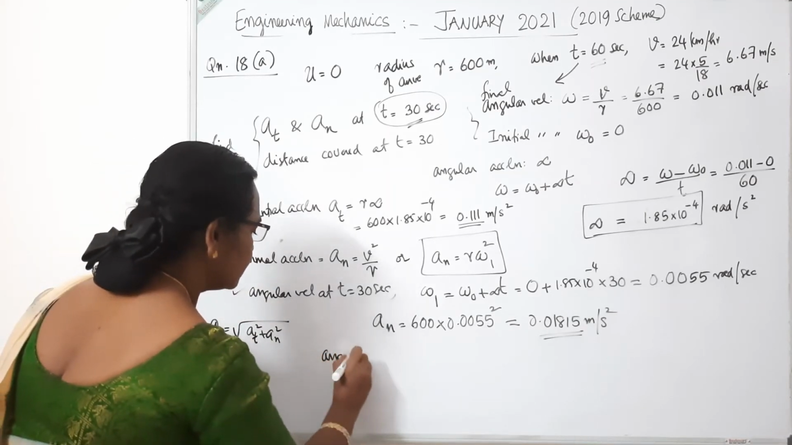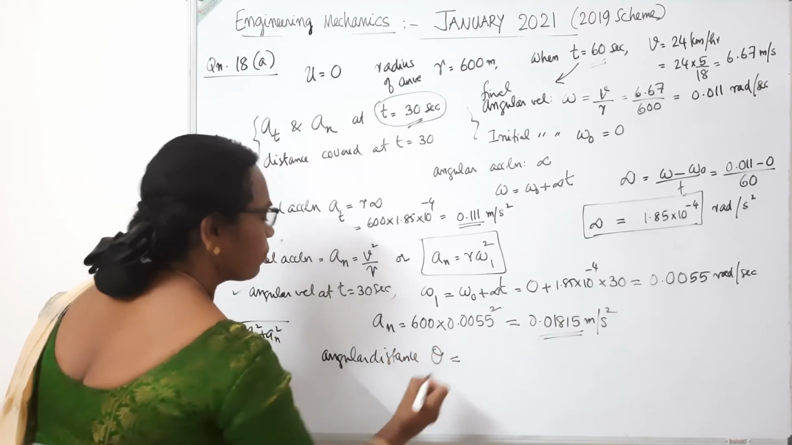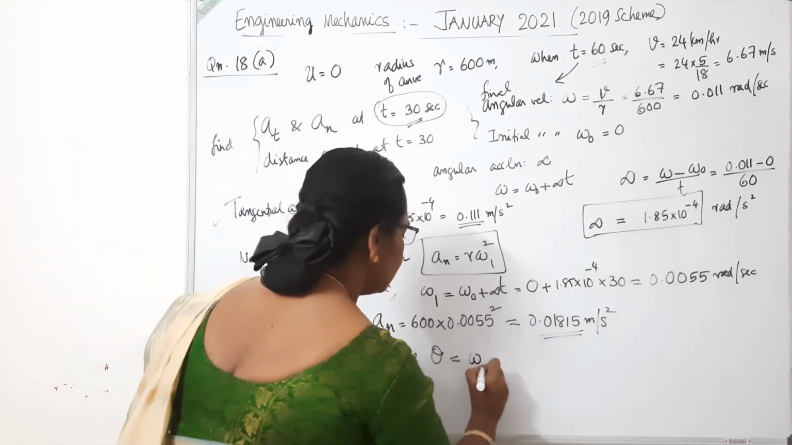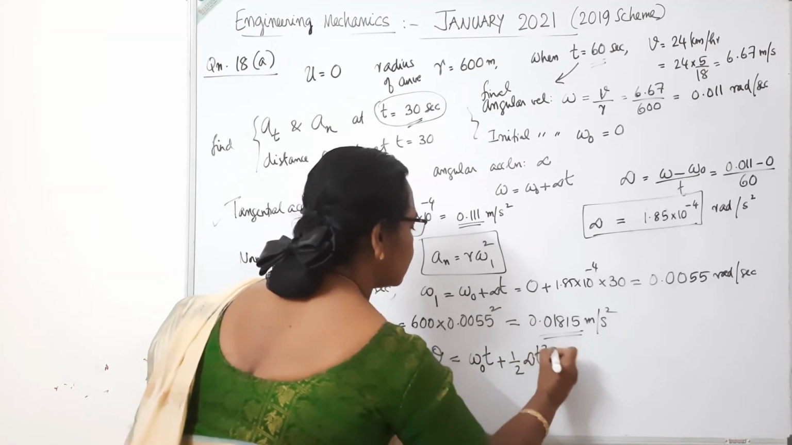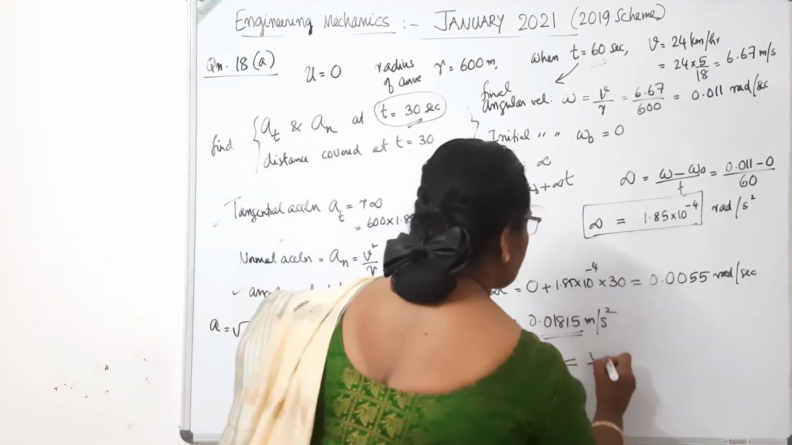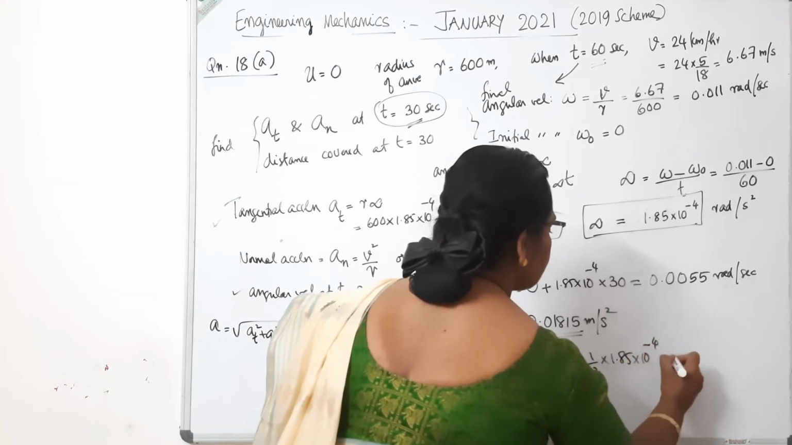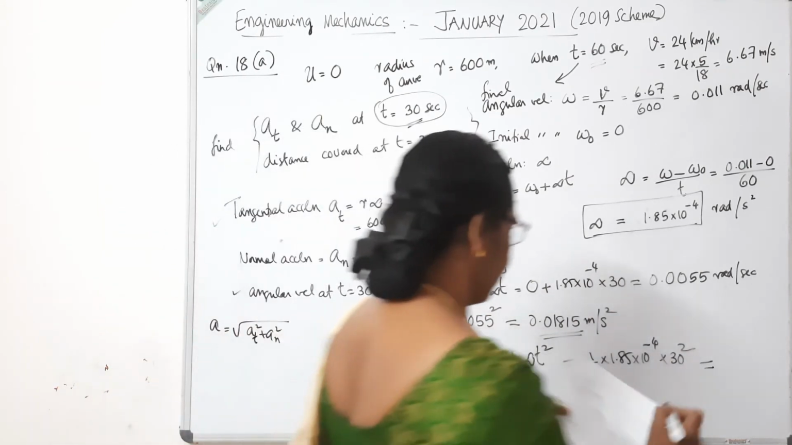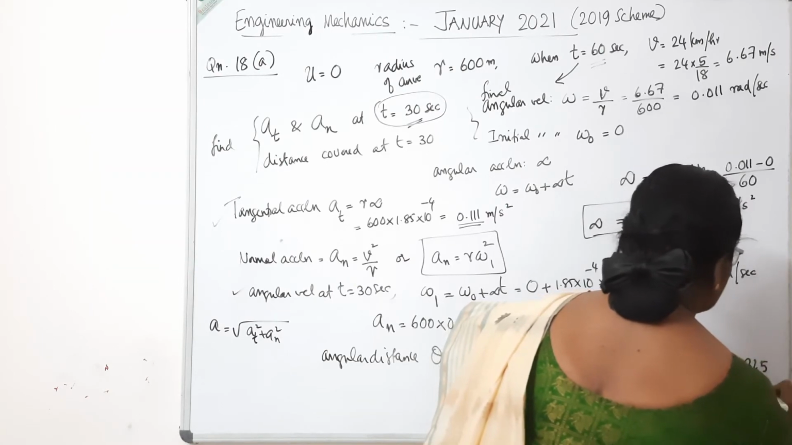Angular distance theta, similar to s is equal to ut plus half at square. Theta is equal to omega 0 t plus half alpha t square. This omega 0 is 0, so this term becomes 0. Half alpha into time, 30 seconds, so into 30 square. It will work out to 0.08325. Angular displacement, it is in radian.